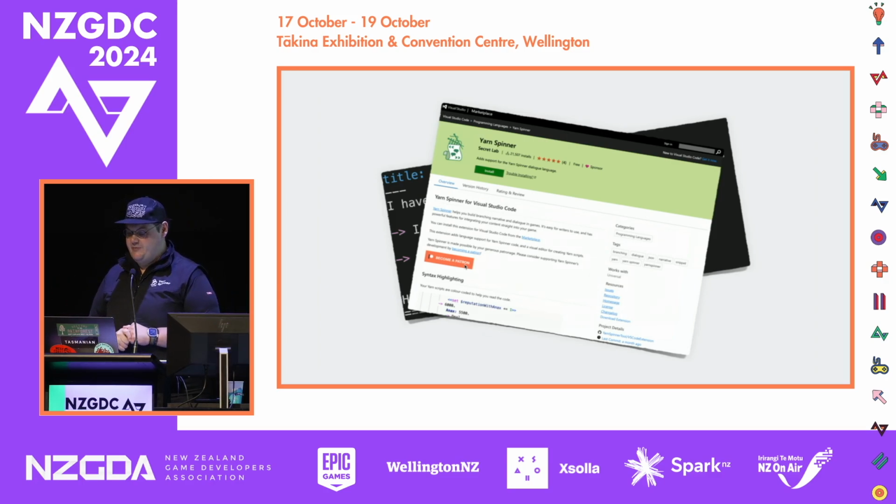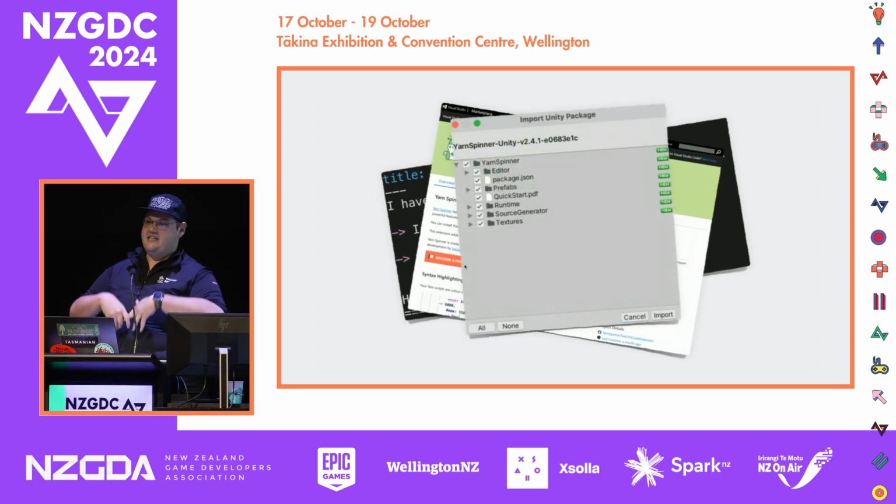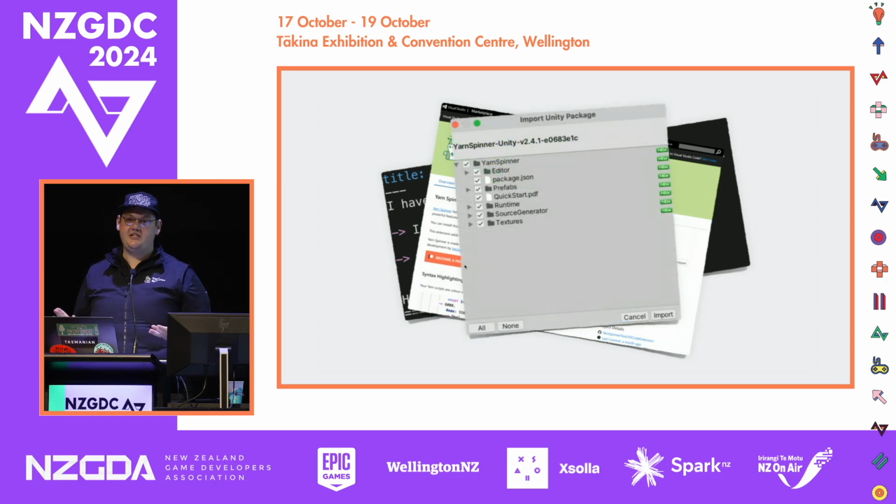And the third part of YarnSpinner, yes, it's working now, is the plugin for an engine. In this case, I'm going to show you Unity today because it's the engine I'm the most familiar with. But we have a YarnSpinner plugin for Godot, for Bevy, which is a Rust engine. We have a JavaScript version, and we have an Unreal version in beta. So it works with most engines.